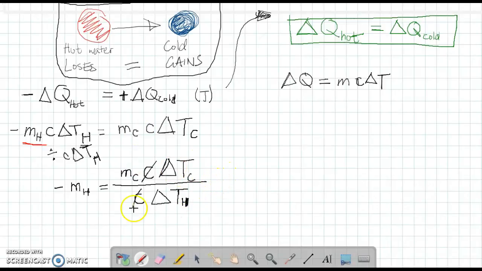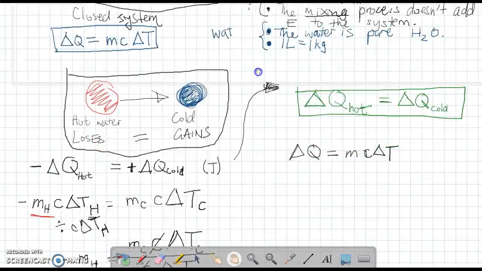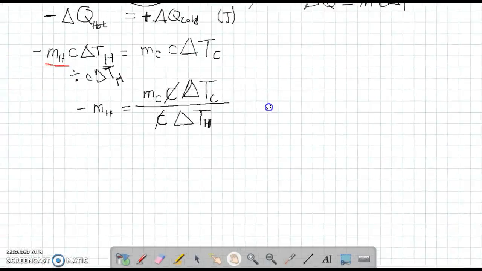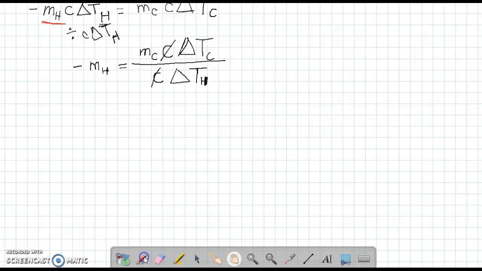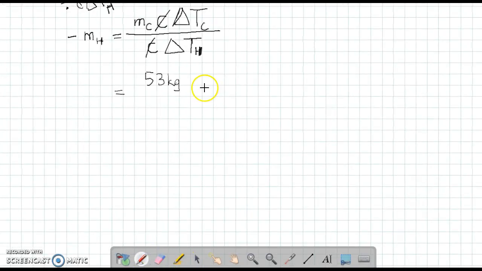So writing this out, we have mass of the cold water. That's 53 liters, so 53 kilograms. Multiplied by change in temperature. So this is the cold water.